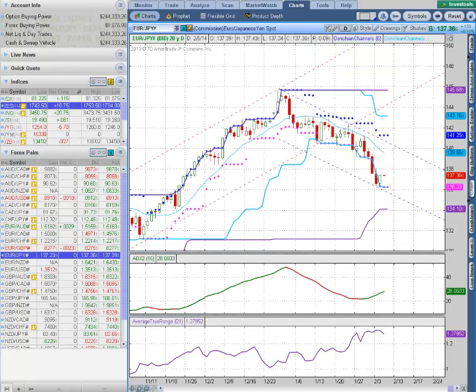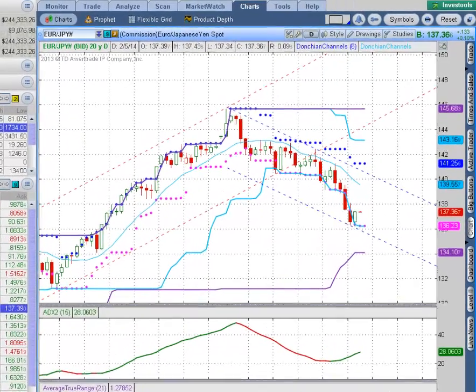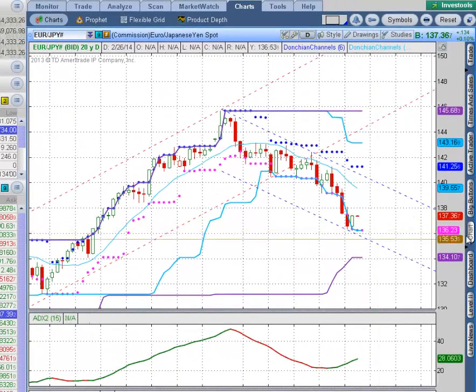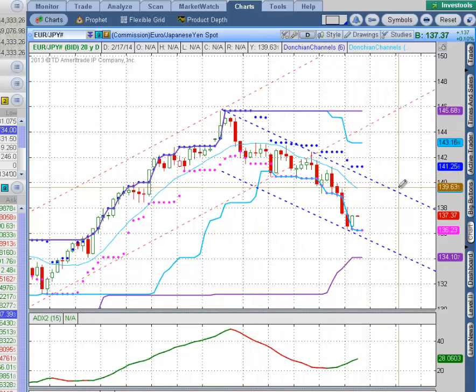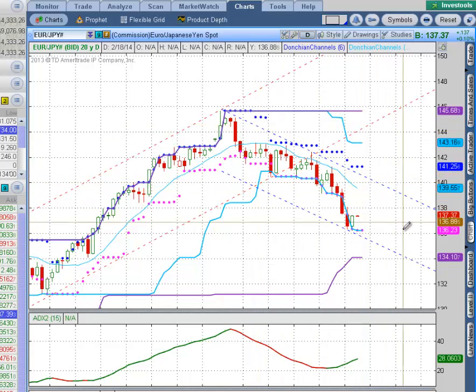Our one qualified pair today is the Euro-Yen. Here's the price chart. This would be a bearish trade. It's in a short-term downtrend channel. However, we didn't place a trade on it because the stop loss would be over 500 pips away.